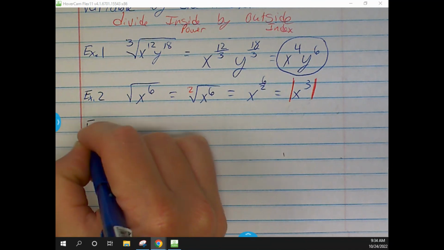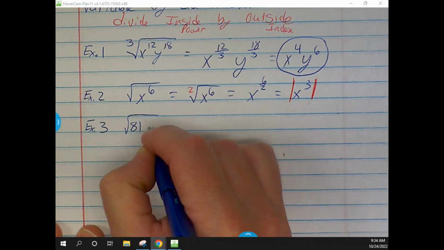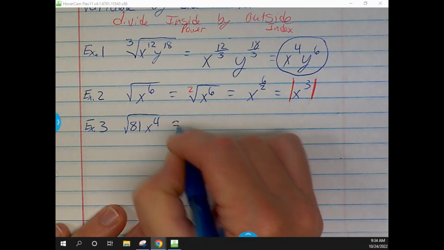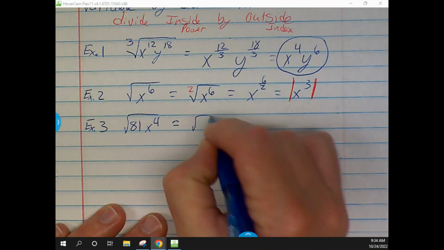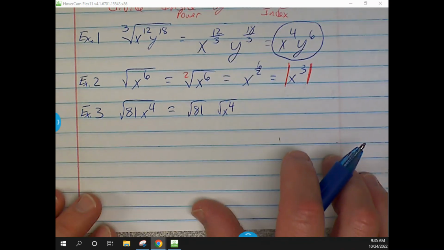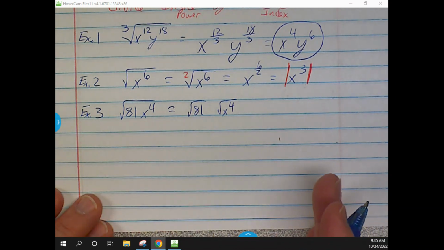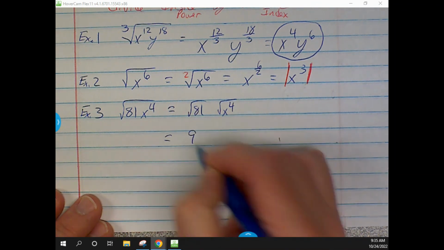So for example 3, let's do the square root of 81 x to the 4th. All right, now in this case, we've got two different numbers. We've got a number and we've got a variable. So you can kind of think about breaking these up, that it's the square root of 81 and it's the square root of x to the fourth. So if you've got a number and a variable expression together, you can separate them into two pieces. Okay, what is the square root of 81? That's 9, right?